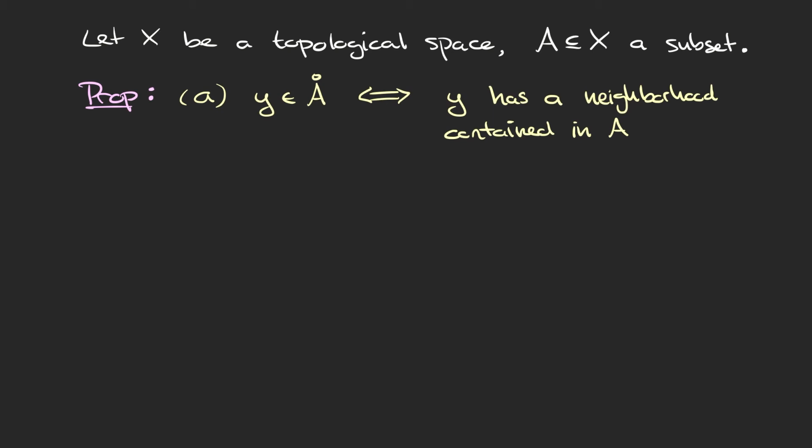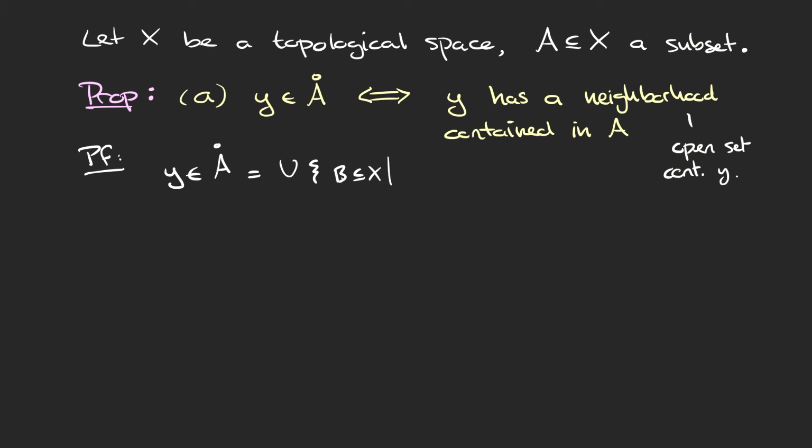Now, the first point in the proposition states that y is in the interior if and only if y has a neighborhood that is contained in A. For this, recall that a neighborhood of y is just an open set that contains y. The proof of this is just applying the definition. So we have that y is in the interior of A, and this is by definition the union over all subsets B of X, where B is contained in A and B is open.